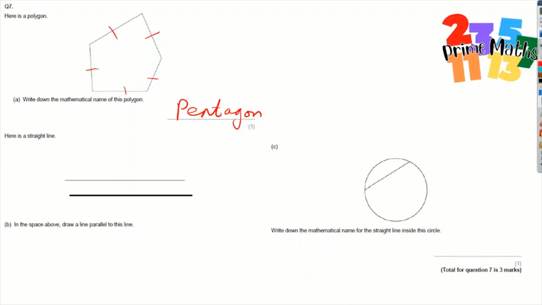For part C, it wants us to write the mathematical name for this straight line inside the circle. This straight line does not go through the middle, so it is not the diameter. This straight line is a chord.